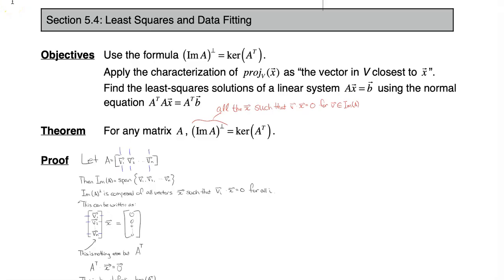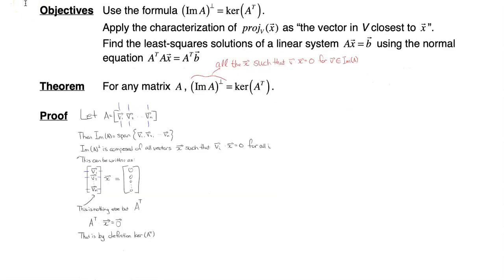So, in section 5.4, we will start by seeing a formula that states that the orthogonal space to the image of A is equal to the kernel of the transpose of A. And then we'll discuss the projection as the vector closest to x in the subspace. And finally, we'll apply what we've shown to define the least squares solution of a linear system, which is what we did in the example earlier.